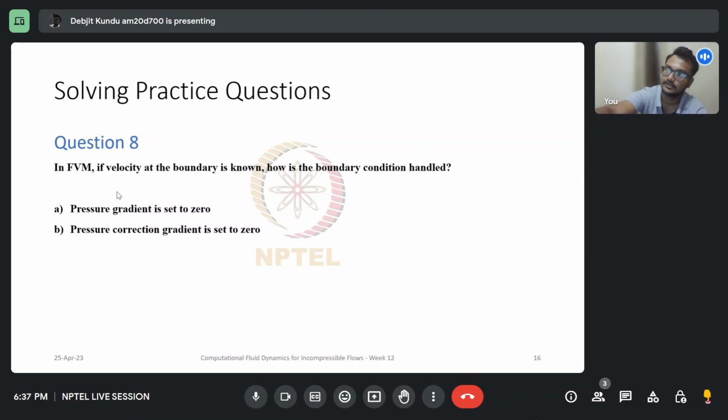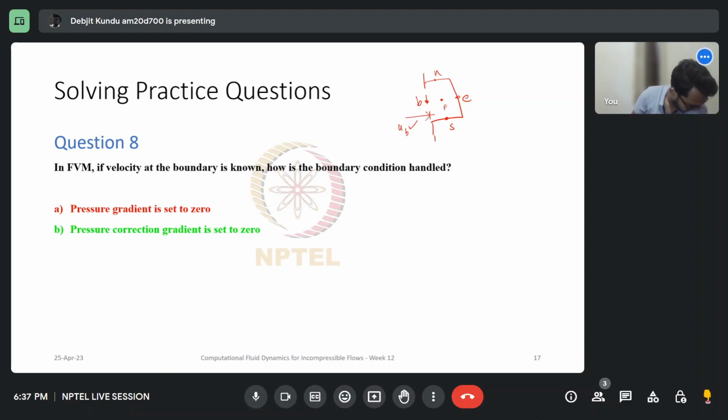Let's have a look at the solution. The solution is option B, pressure correction gradient is set to 0. So basically what happens is something like this. Let's say we have a cell boundary like this, and this is the cell. So it will be P, E, N, S, and instead of W, I'm writing B because this is the boundary, and the velocity over here, UB, is known.